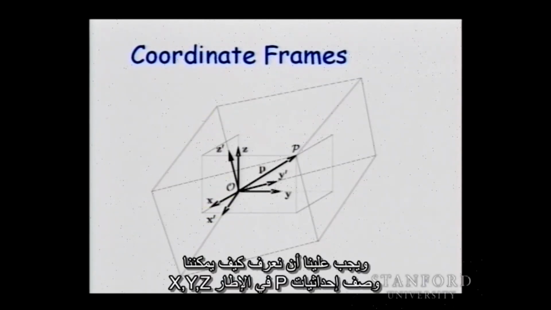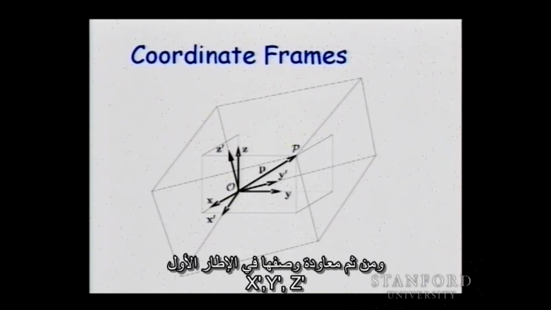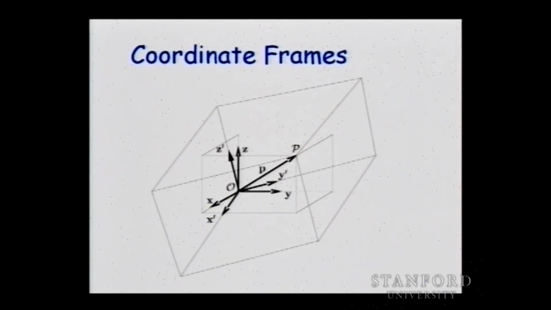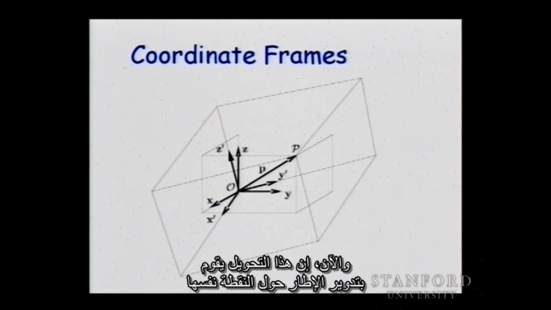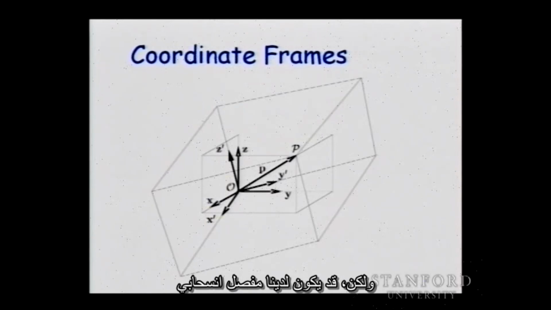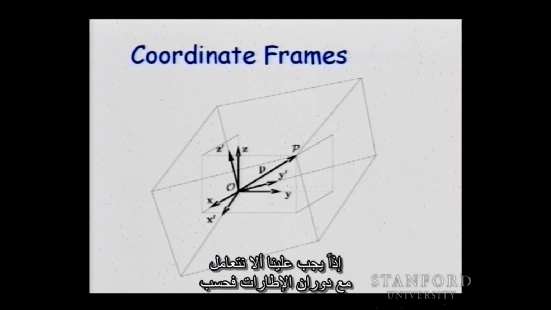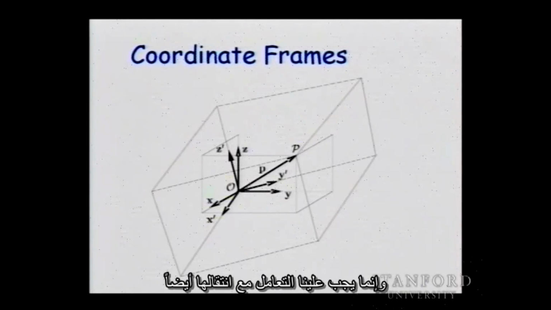And we need to know how we can take a description of the coordinates of p in the frame x, y, and z, and then go to a description in frame x prime, y prime, and z prime. And this is going to happen using transformations. Now, this transformation is just rotating the frame about the same point, but we might have a prismatic joint, and then we are going to translate the origin. So there will be a translation. So we need to deal not only with rotation of the frames, but also translations of the frame.